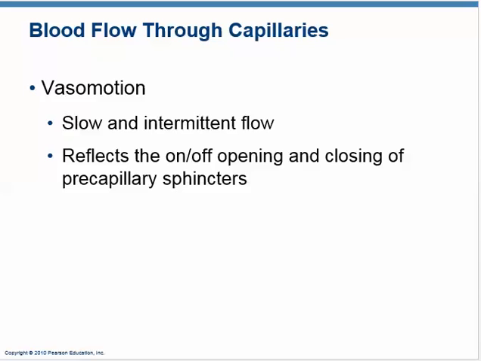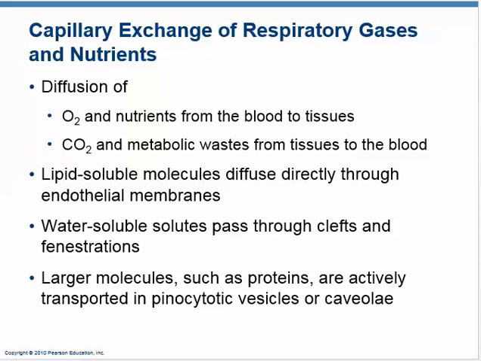Blood slows through the capillaries to allow the loading and unloading. The precapillary sphincters regulate the amount of blood in each capillary bed minute to minute to reflect the tissue's needs. Oxygen and nutrients go from the blood to the tissues. Carbon dioxide and waste go from the tissues into the blood. If the stuff is lipid soluble, so if it's hydrophobic, it goes right through the membranes. If it's water soluble, it has to pass through spaces.